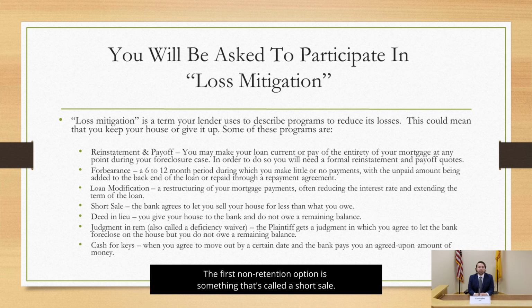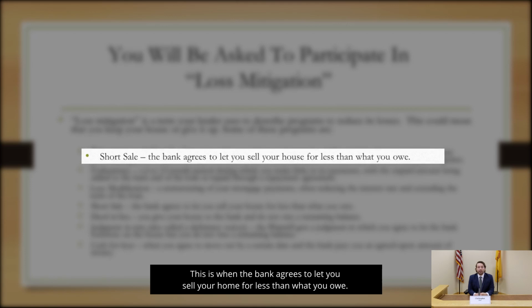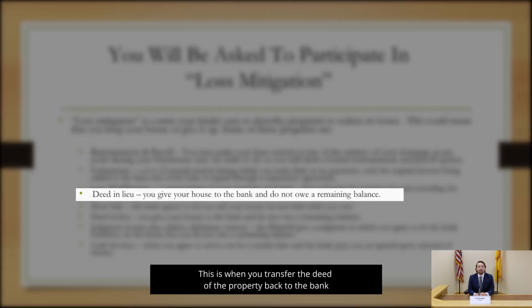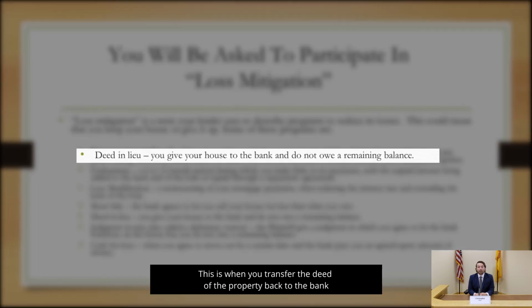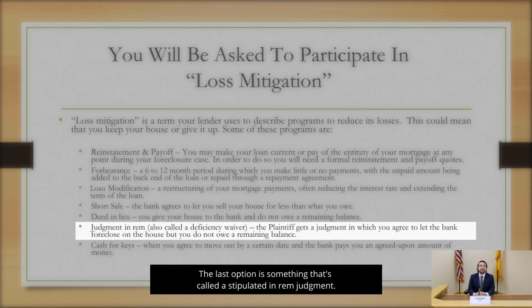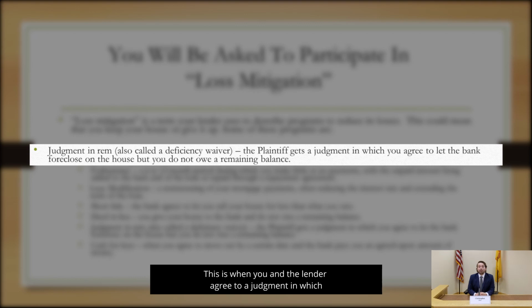The first non-retention option is something that's called a short sale. This is when the bank agrees to let you sell your home for less than what you owe. Following that is something that's called a deed in lieu. This is when you transfer the deed of the property back to the bank, but you do not owe a remainder balance. The last option is something that's called a stipulated in rem judgment. This is when you and the lender agree to a judgment in which the bank forecloses on the property, but you do not owe a remainder balance.